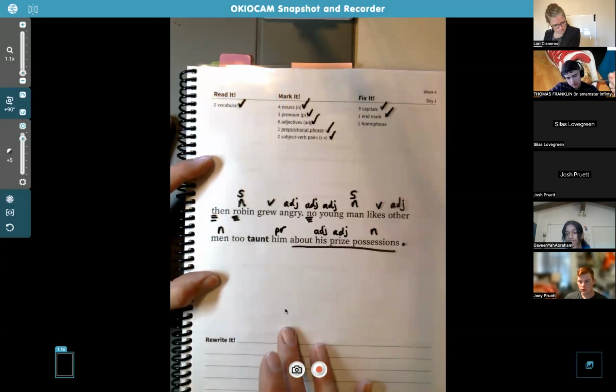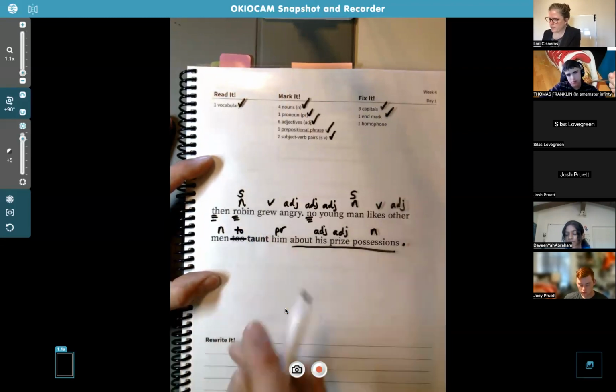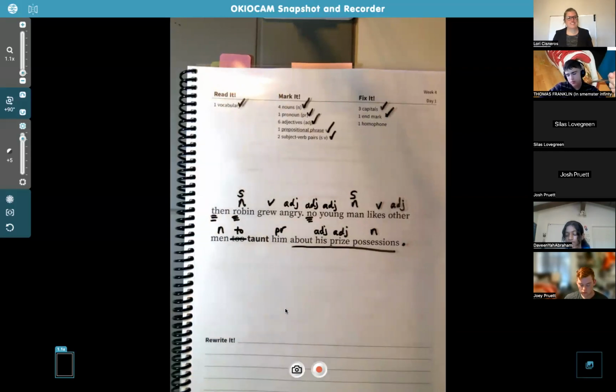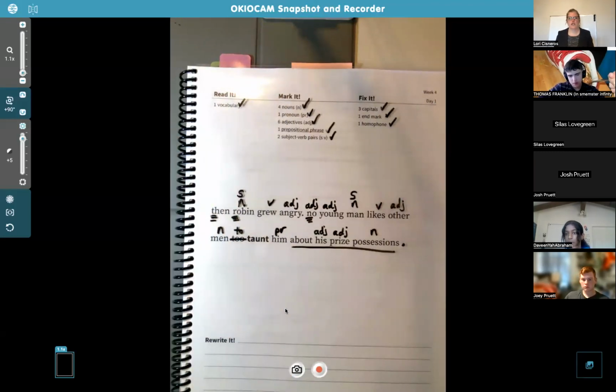It is in the second sentence, to taunt, it should be TO. Good job explaining that too. Because TOO means also, and that doesn't fit in that sentence. So you're correct. It should be just TO. All right, we got them all checked.